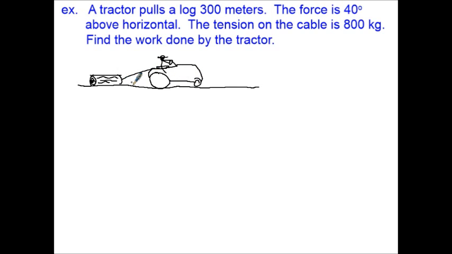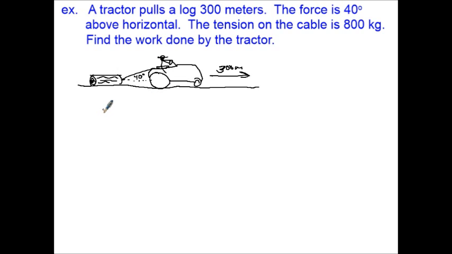Okay, and I've got my cable right here, and that cable, relative to the horizontal, is 40 degrees up. What we want to do is take this guy 300 meters. Let's make that 3 a little nicer. Alrighty, so basically there's our scenario. He's dragging a big log out of the way or something, and let's go.